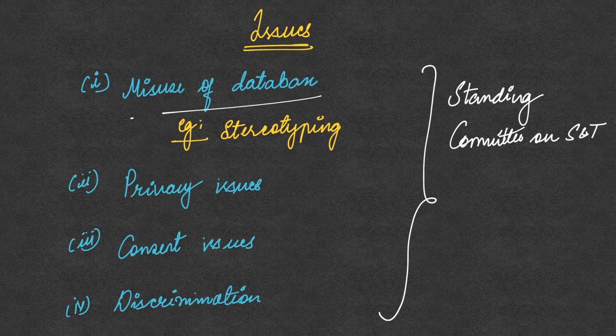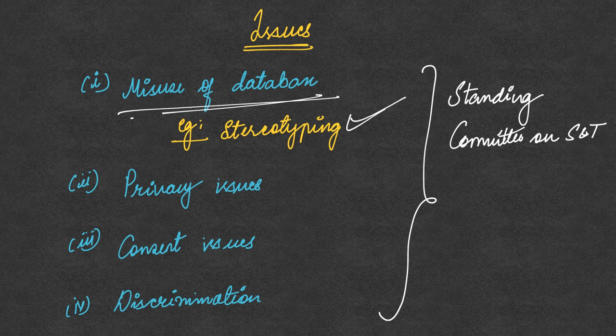The first thing is the fear that this database could be misused. For example, if we have a database of all the people who may have committed crimes in the past, then by looking at the database, we may feel that people who belong to a certain community or a certain caste are the ones who are more involved in criminal activities. So it may end up giving rise to stereotyping of people based on the community or caste to which they belong, that this particular community is prone to or has a tendency to commit crimes.